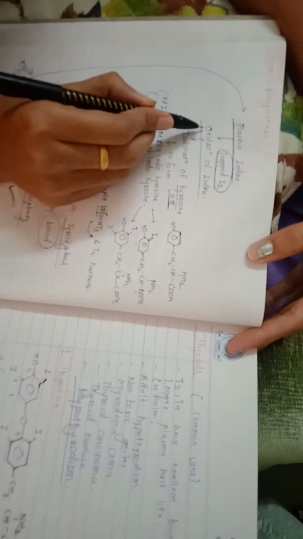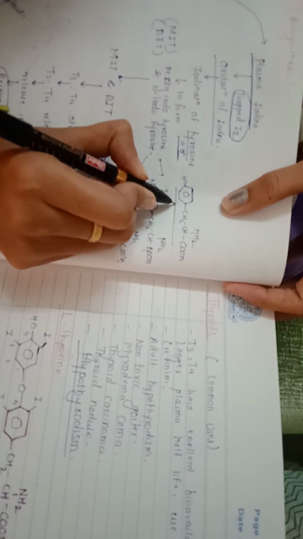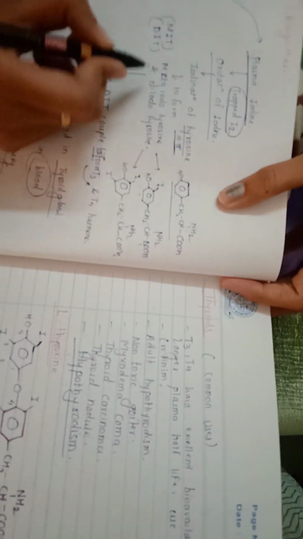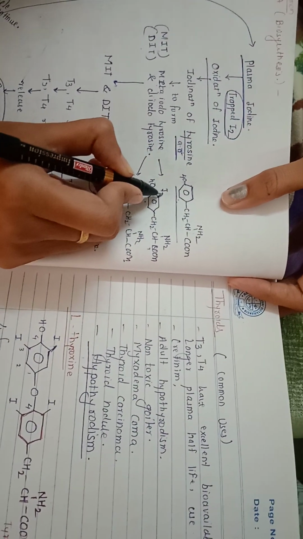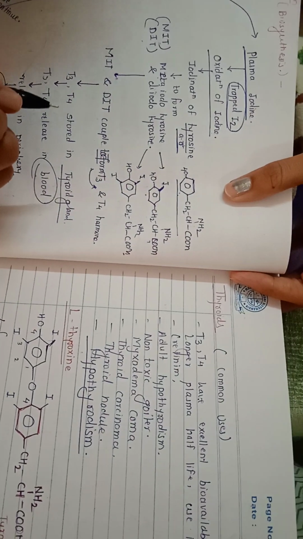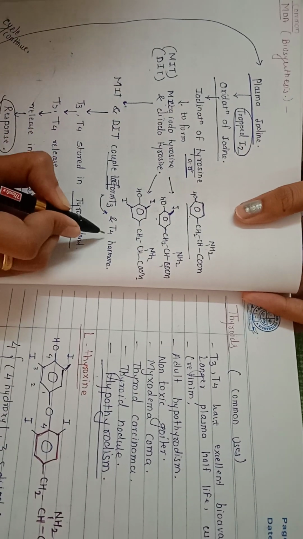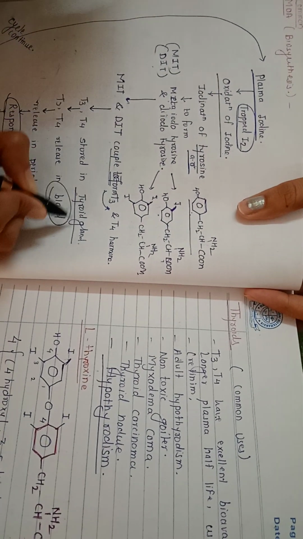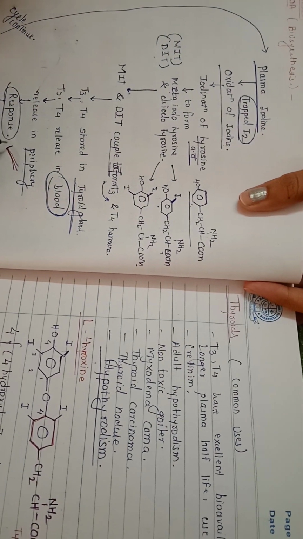In biosynthesis, this plasma iodine is trapped and oxidation of iodine takes place, which causes iodination of tyrosine. Tyrosine is an amino acid. To this tyrosine, the iodination takes place at the meta position to yield meta-iodotyrosine and diiodotyrosine. This is a meta-iodo, and diiodo means at both meta positions 2 iodo groups are attached. These meta-iodo and diiodo are coupled to form T3 and T4 hormone, which are stored in the thyroid gland and which are released into the blood and then to the periphery to show the response.